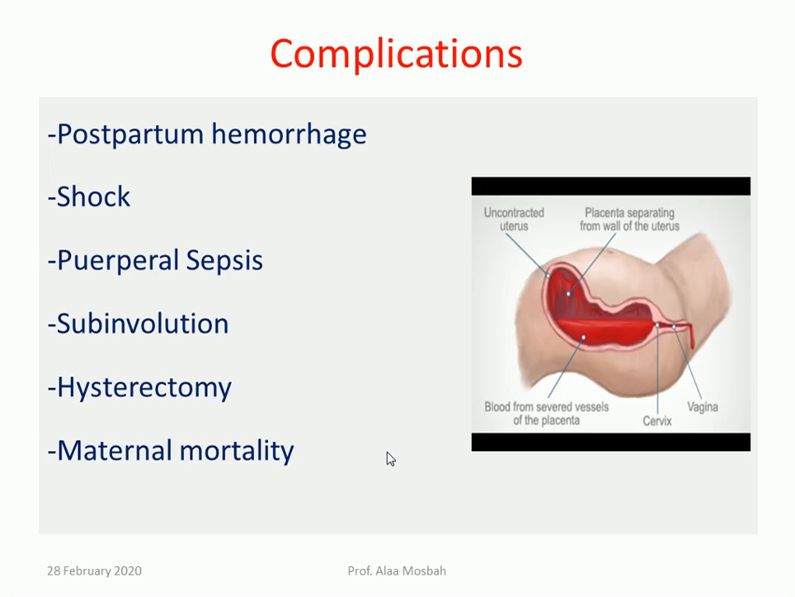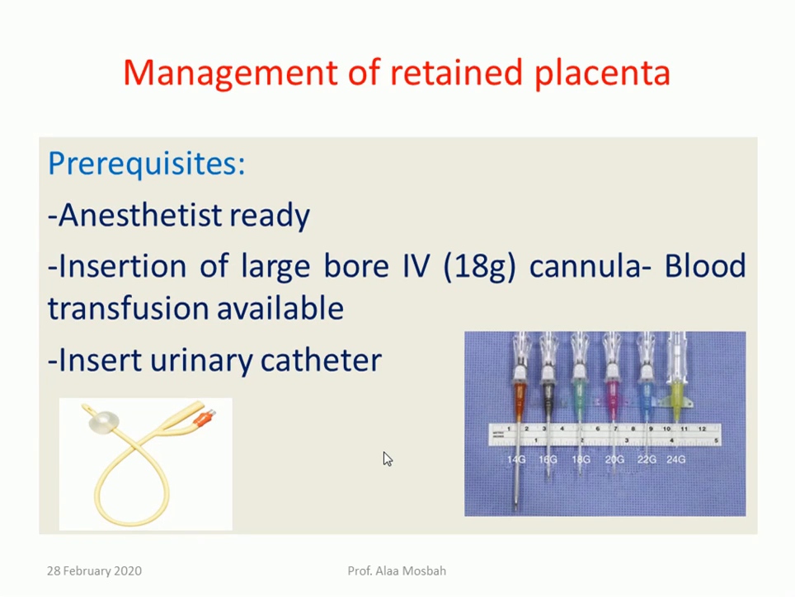The complications include postpartum hemorrhage, shock, maternal mortality, puerperal sepsis, subinvoluted uterus, and hysterectomy as a line of treatment for this emergency case. The management of retained placenta includes some prerequisites: anesthesia should be ready, with an anesthetist, insertion of a large bore intravenous cannula, the blood transfusion bank should be available, and blood units and cross-matched blood should be available.